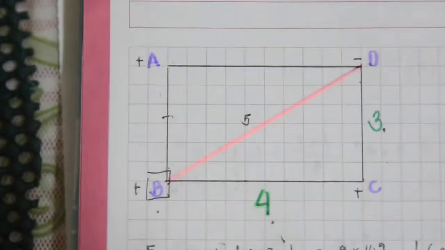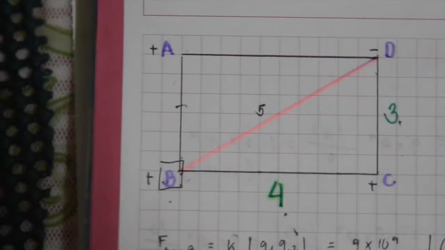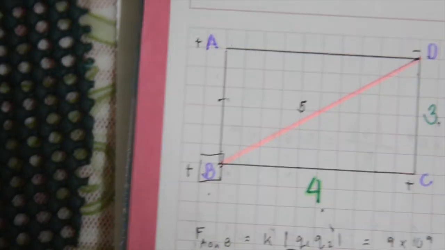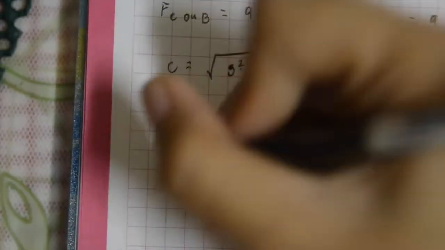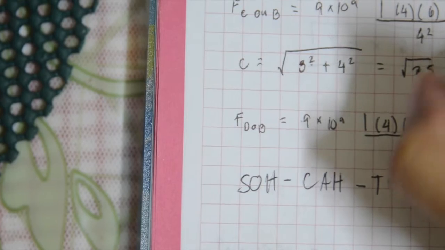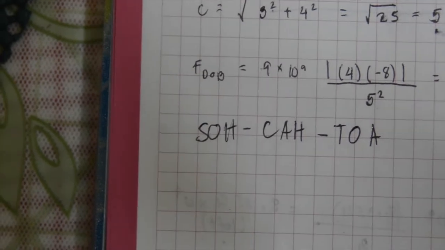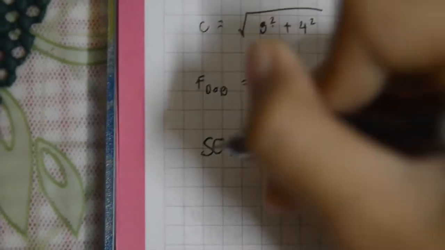Okay. So now we need this value here that we have for the forces exerted by D on B. That's the value of this diagonal. But what we need is the vertical and horizontal components of that value. Thus, we will be using SOH CAH TOA. So in order to use sine and cosine, we first need to find an angle.